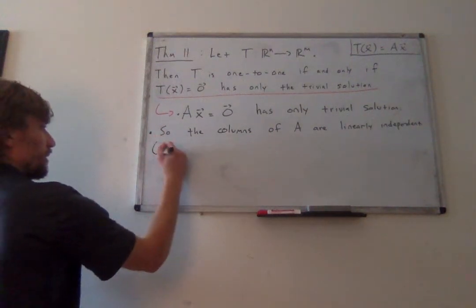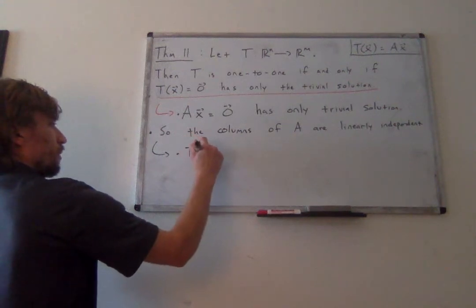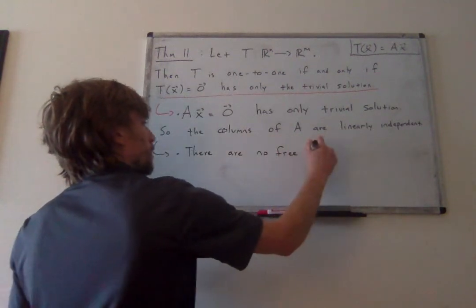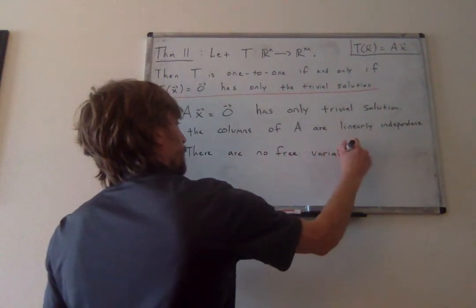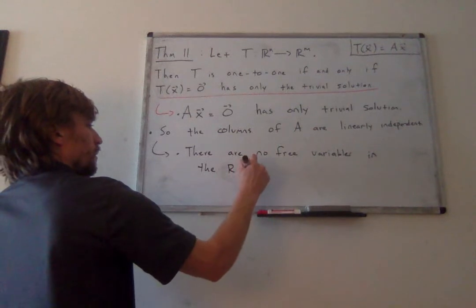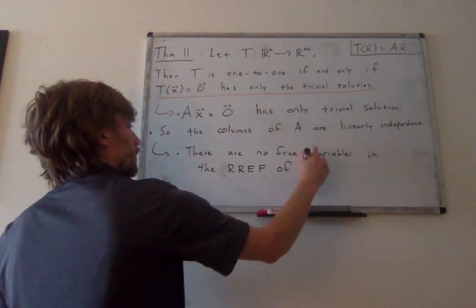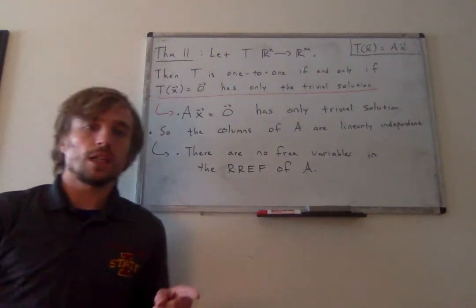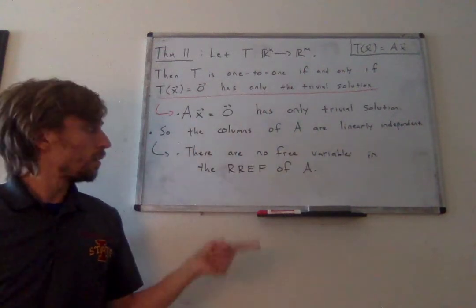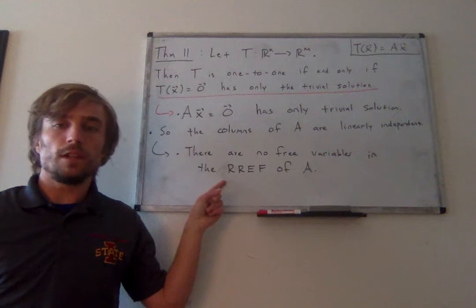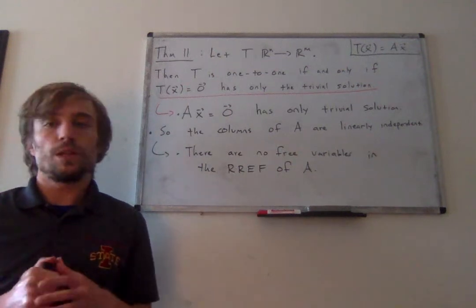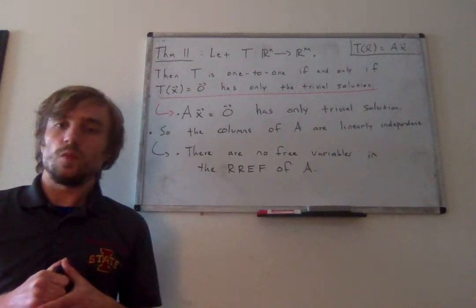Well, this means that there are no free variables in the RREF of A. So how do we tell if a linear transformation is 1-to-1? We look at the associated matrix, we row reduce it, and ask, do we see a free variable? If we see a free variable, then it is not 1-to-1. If we don't see any free variables, then it is 1-to-1.